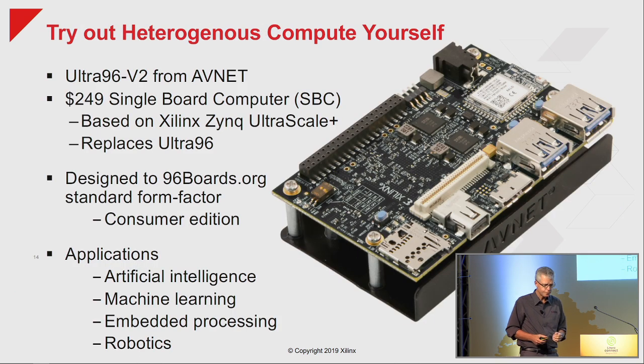OK. So we've been talking about these heterogeneous systems with a lot of compute power. You might ask, well, those guys are probably very expensive. Can I use them in my system? Well, Avnet is actually now introducing the Ultra96 version 2. This Ultra96 board came about a year ago, I think. And this is the second version of it, second release. It's a $249 board. And it has the same processor that we've been talking about.